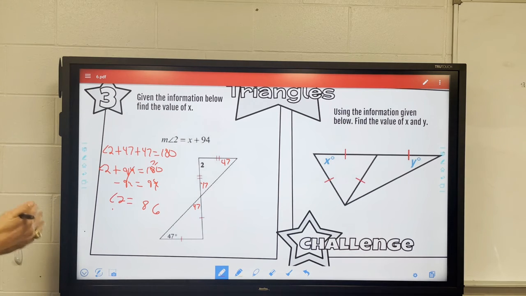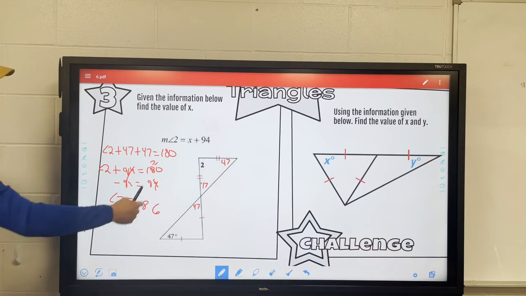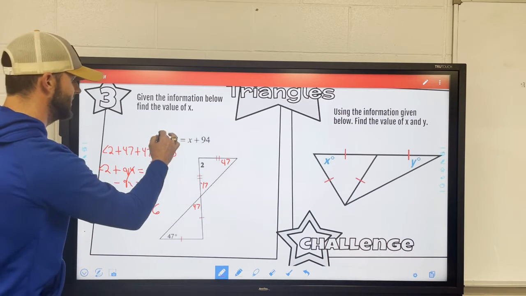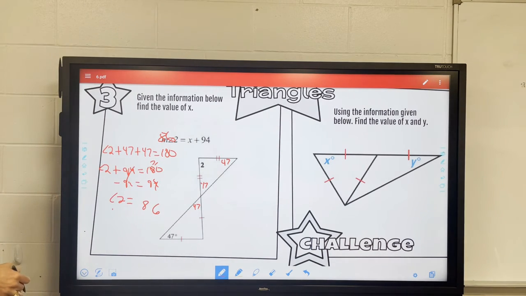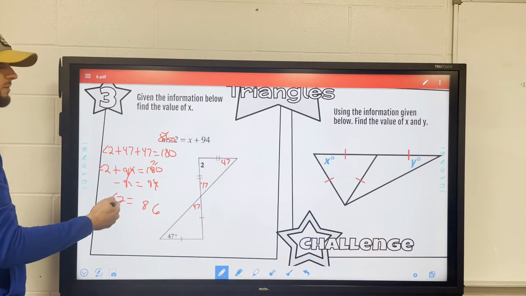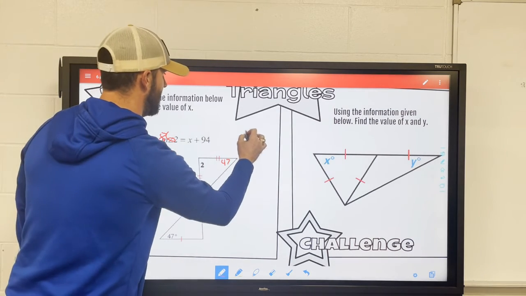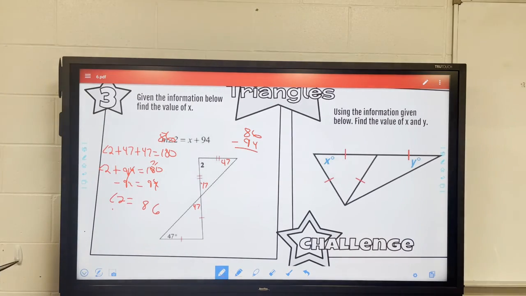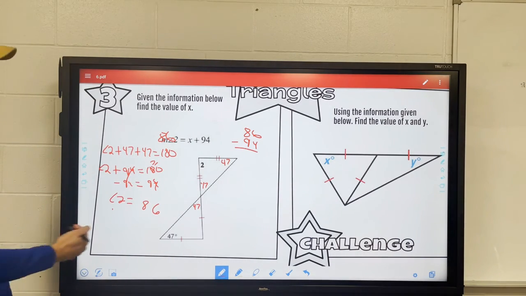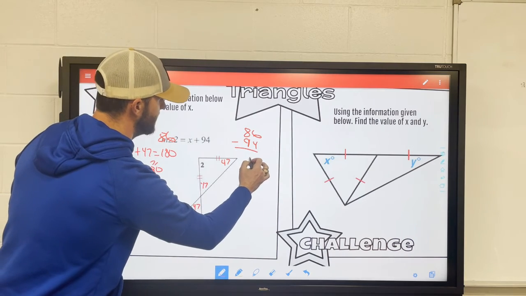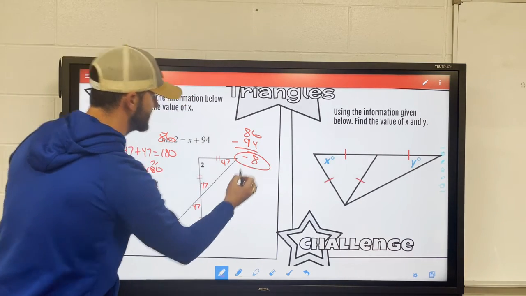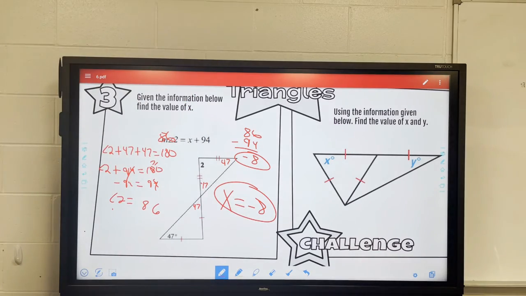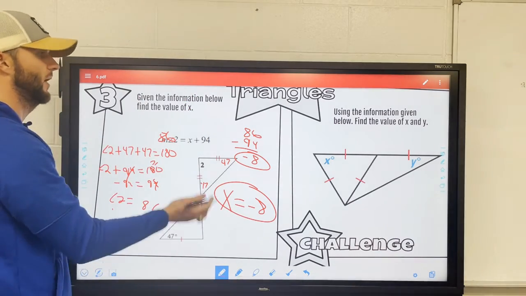But it's asking for the value of x. Well, I know angle 2 is 86, so I'm just going to replace measure of angle 2 with 86 here. So 86 is going to equal x plus 94. So that means I just need to subtract 94 on both sides. So I'm going to be doing 86 minus 94, which is actually going to give me a negative sign, right? So 86 minus 94 is going to give you negative 8. So your final answer for x is going to be equal to negative 8, because we're using the measurements of an isosceles triangle to find those.